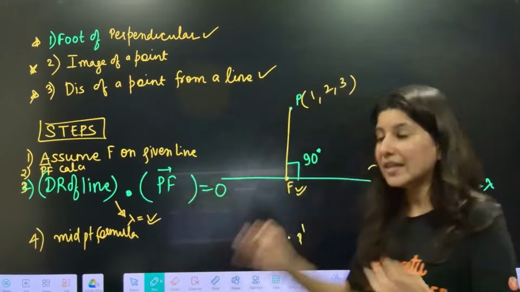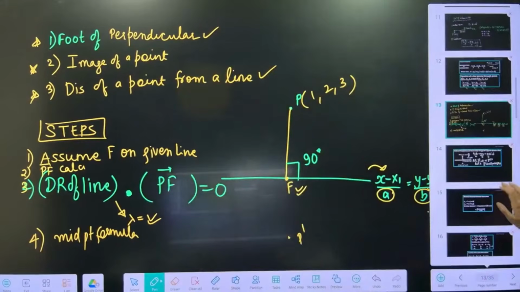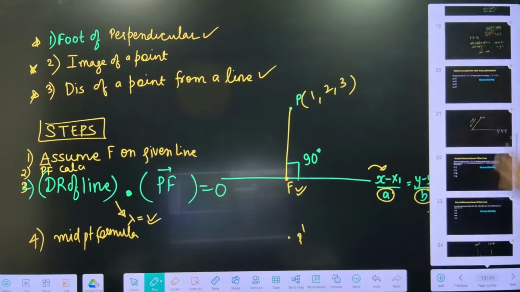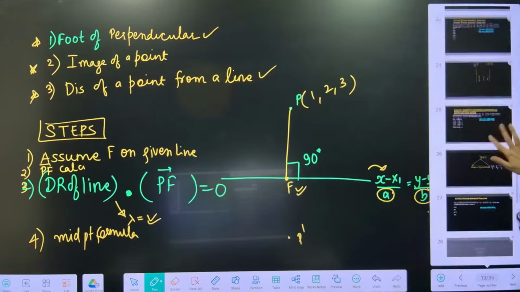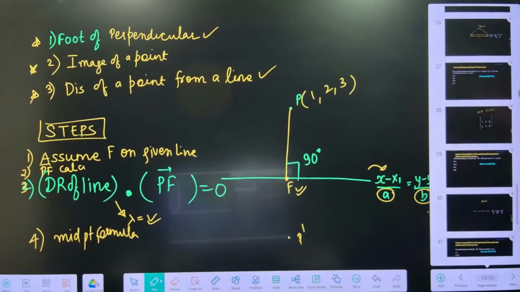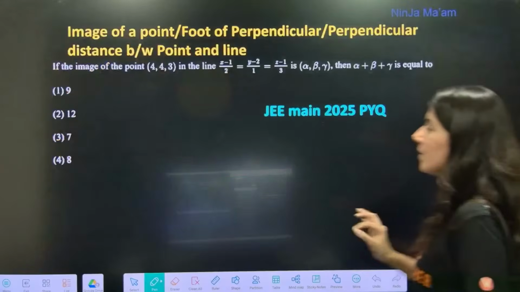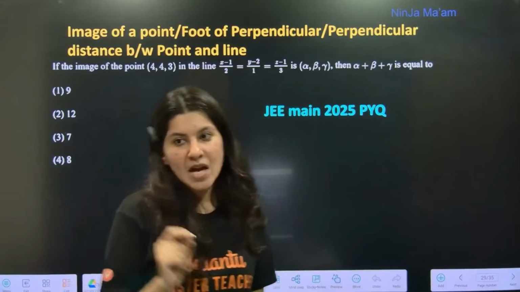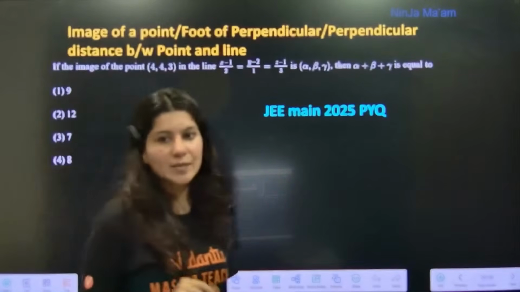Yes, absolutely. Now that you understood the algorithm, we are going to start the question on image of a point. Everybody, how many of you are ready? 2 questions we are going to solve. JEE Main 2025 PYQ. Are you ready to solve with me? 100% chances this question will be there.